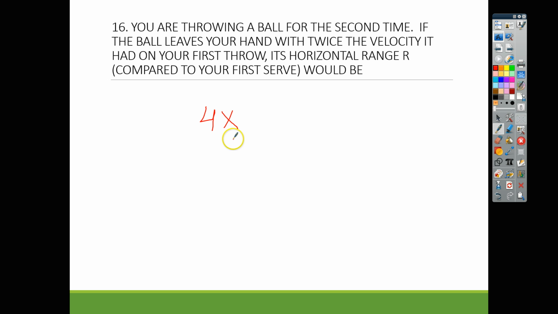So the ball left with twice the velocity. So your original velocity would have been, let's say that it's 3 meters per second. If I want to throw it with twice the velocity, so this would be 2 times the original velocity, that would be 6 meters per second. It's actually going to go a lot further. It's going to go 4 times as far.